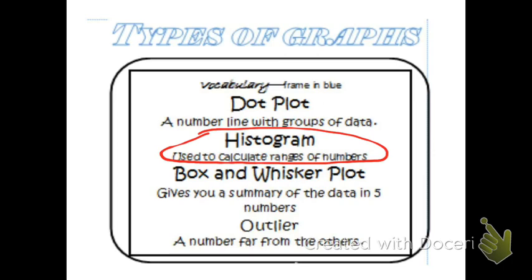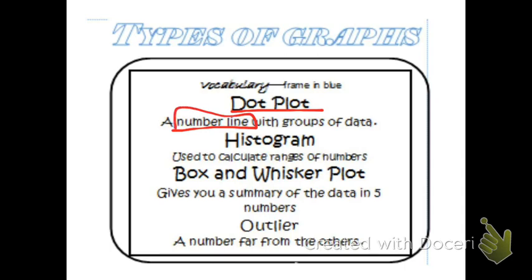Okay? So, today we're going to talk not about the histogram, but about the dot plot. Now, a dot plot, the thing to remember about it is that it is a number line. A dot plot is a number line. So you couldn't use it to decide kinds of candy or kinds of colors or anything like that. It's only used for numbers, and it's a number line, so it's continuous. So it's a number line with groups of data on it.